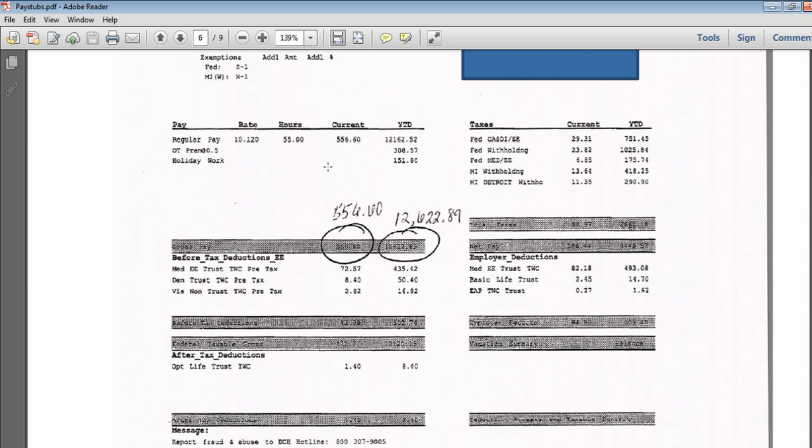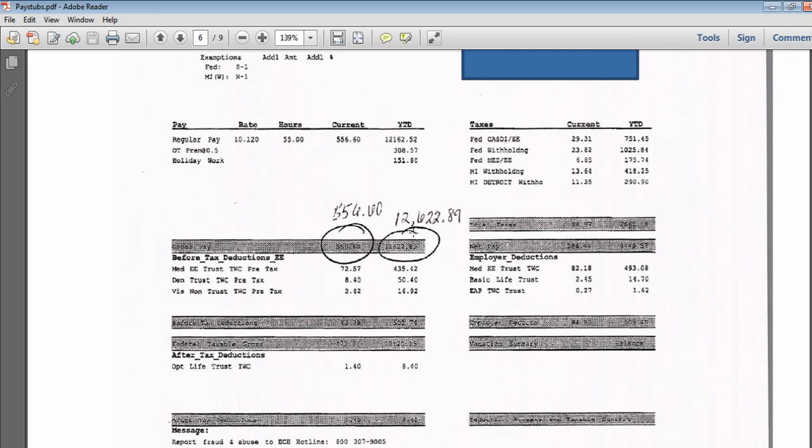It looks like there is a little bit of overtime here. We don't need to calculate this separately because these gross numbers include all of those in our averages. So all we have to do is go straight to our year to date here, $12,622.89. The other thing we're going to want to do is determine how many weeks this is made up of.